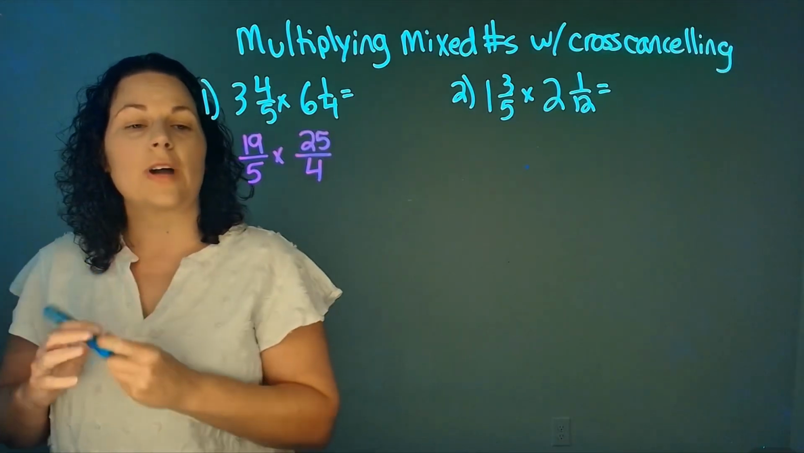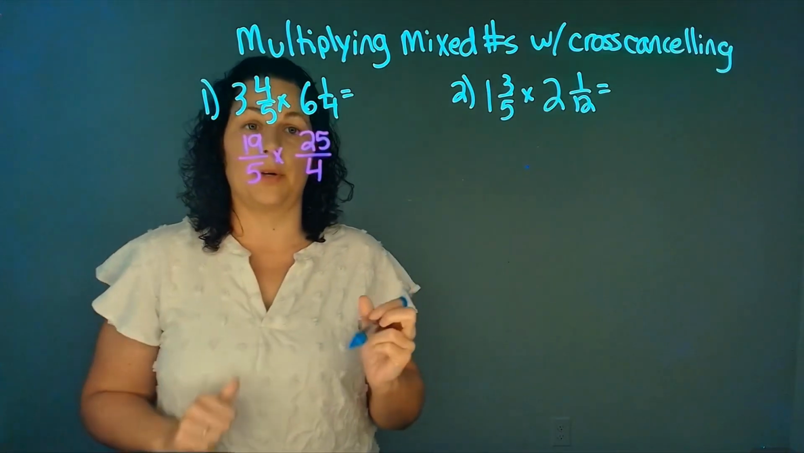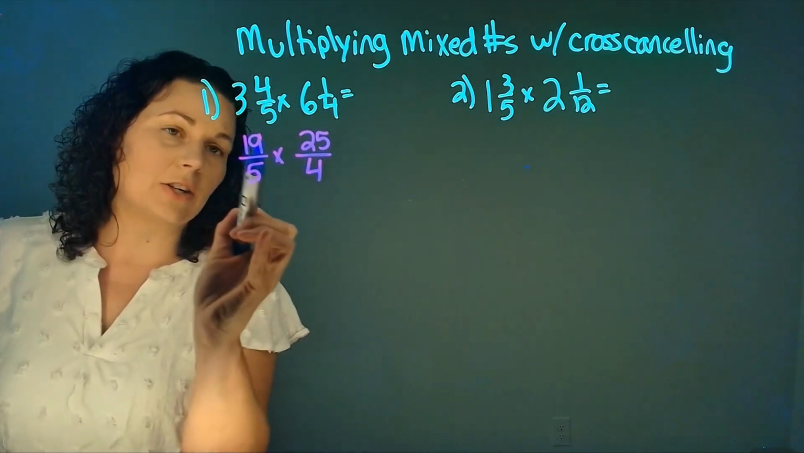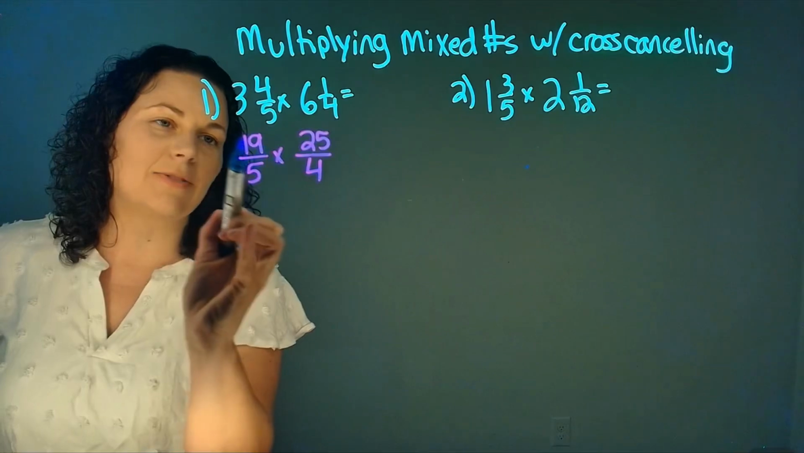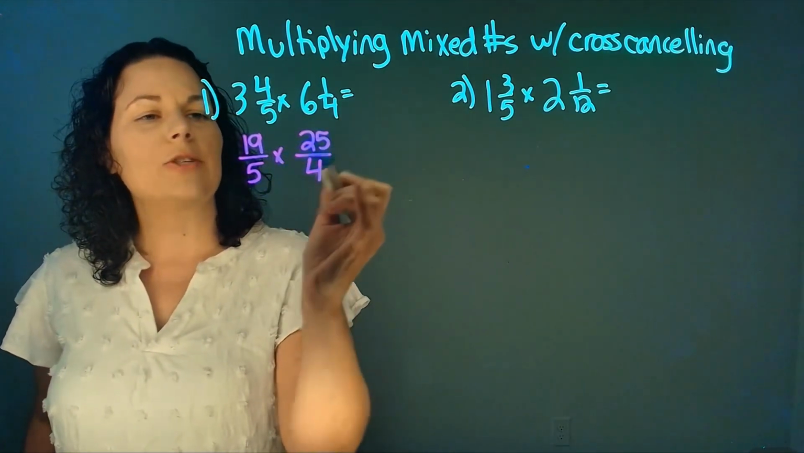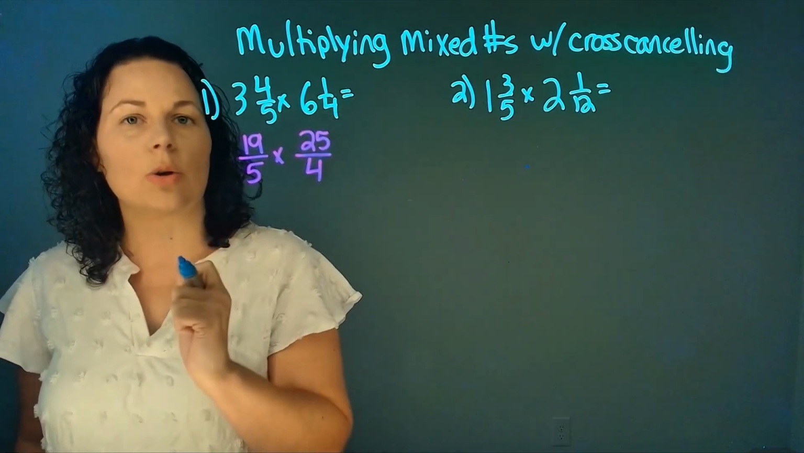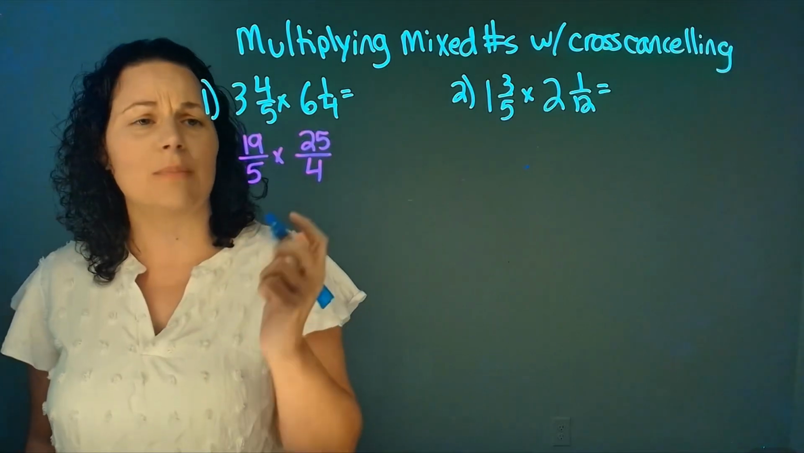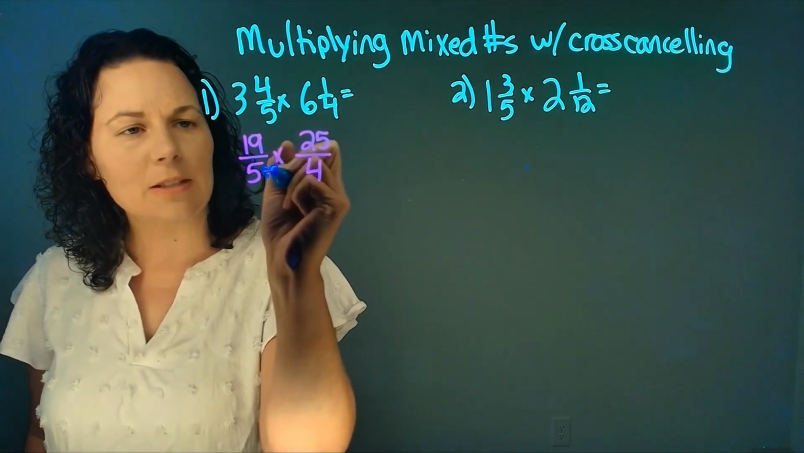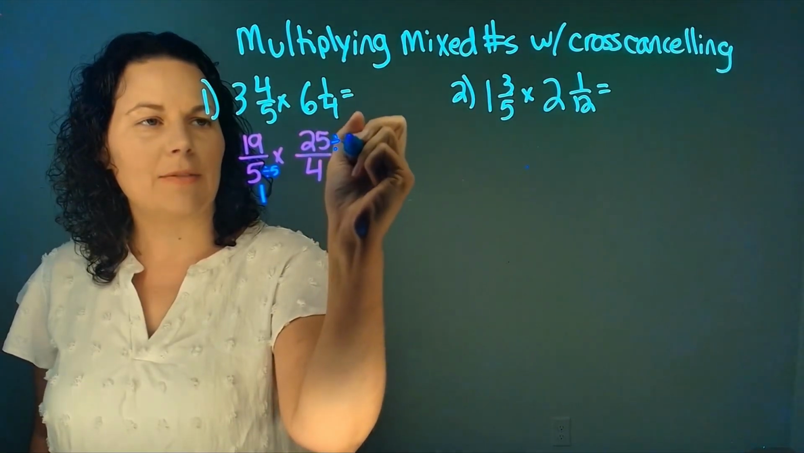If I want to try to cross cancel, I'm going to look at my diagonal numbers. 4 and 19 are diagonal from each other. Can I divide those by anything other than 1? No. Well, what about 5 and 25? They're on the diagonal. Can I cross cancel or reduce those? Yeah, I can divide them both by 5. So if I divide this by 5, that becomes a 1 right there. And then if I divide this by 5, that becomes a 5.